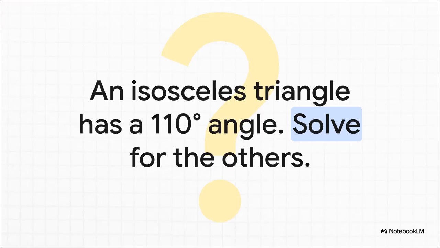Okay, here it is. Listen closely. You have an isosceles triangle. We know one of its angles is a big, obtuse angle of 110 degrees. Now remember what you know. You know the total is 180, and you know that because it's isosceles, two of the angles have to be equal. So what are the other two? I'm going to leave this one with you. You have all the clues. The case is yours.